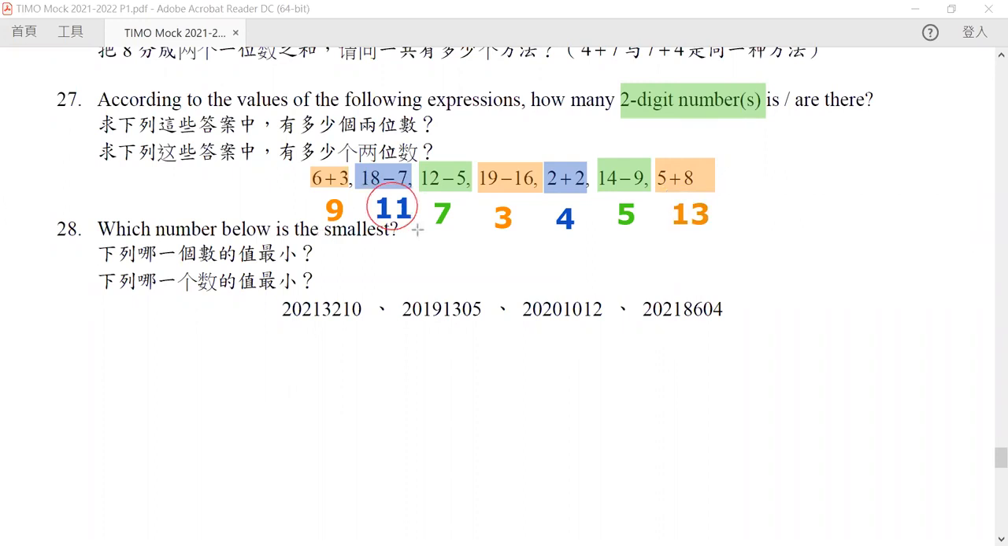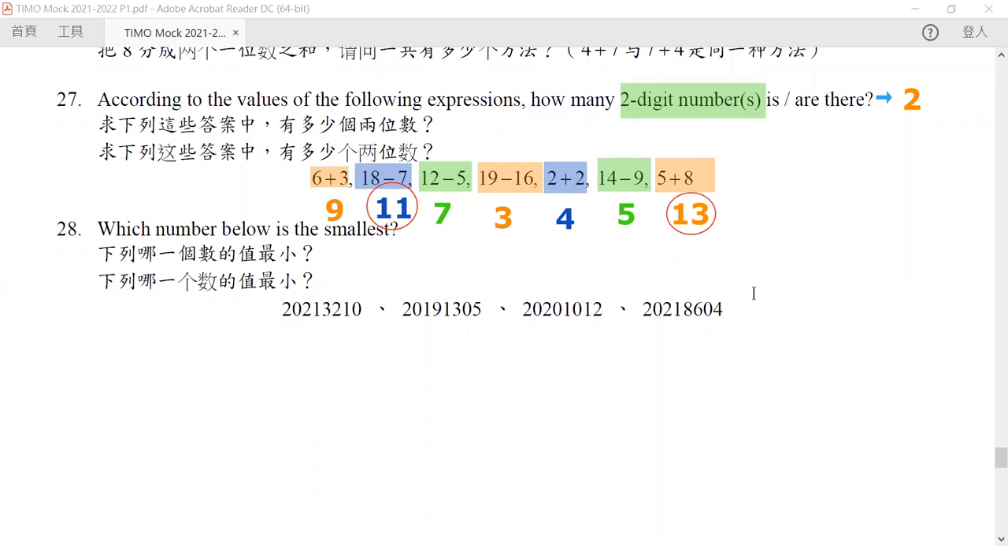So in here we have 11 as a 2-digit number, and 13 is also a 2-digit number. So in total, there are 2 of them. There are 2 numbers in which the value of the expression is a 2-digit number.